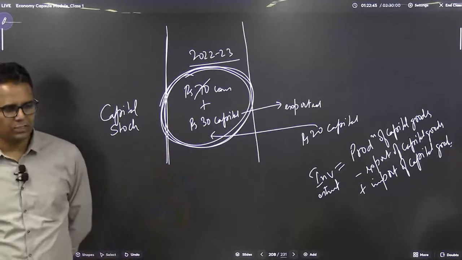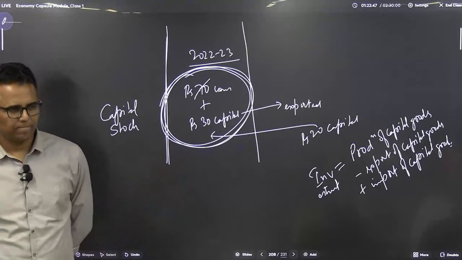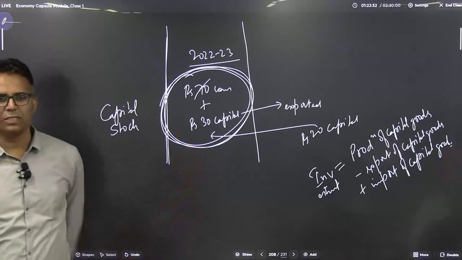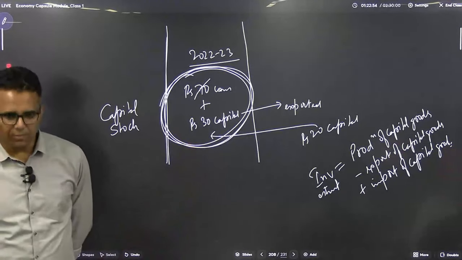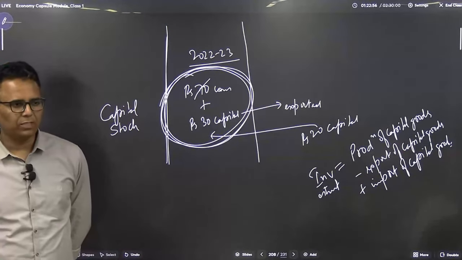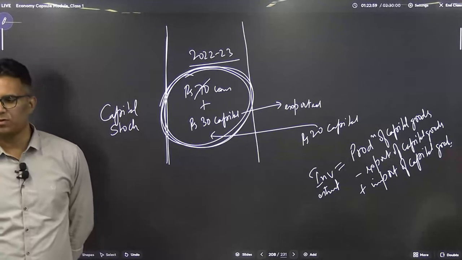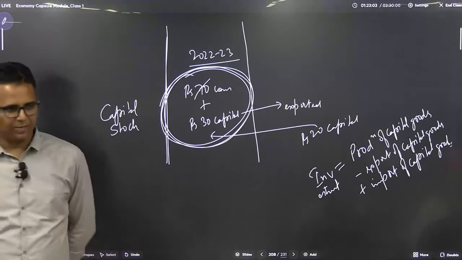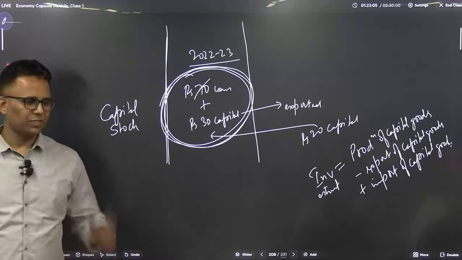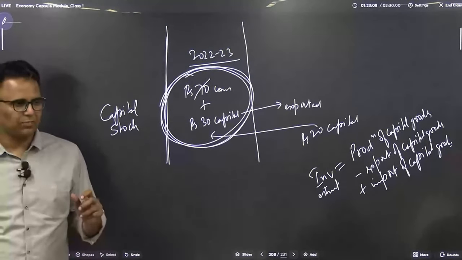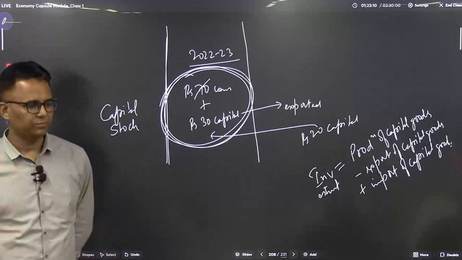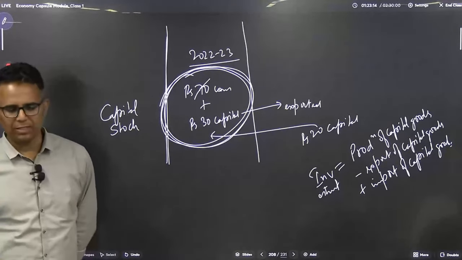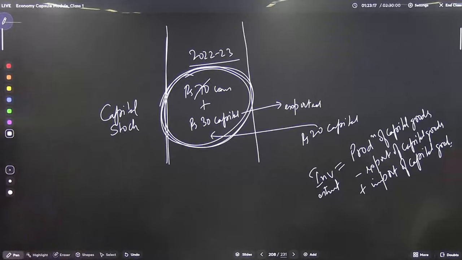So what is the investment percentage? Investment percentage? 20%. We express most of the parameters in terms of GDP. GDP for us is a very sacrosanct figure. Everyone knows our GDP. So most of the terms we express as a percentage of GDP. Okay? Most of the parameters we express in terms of GDP.